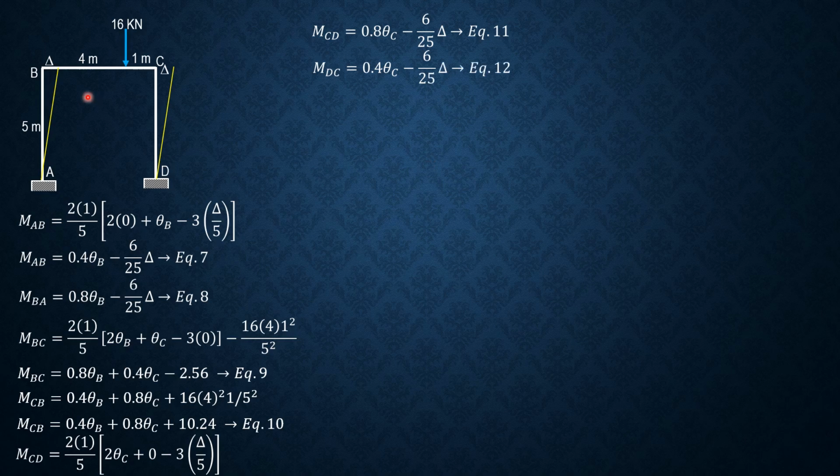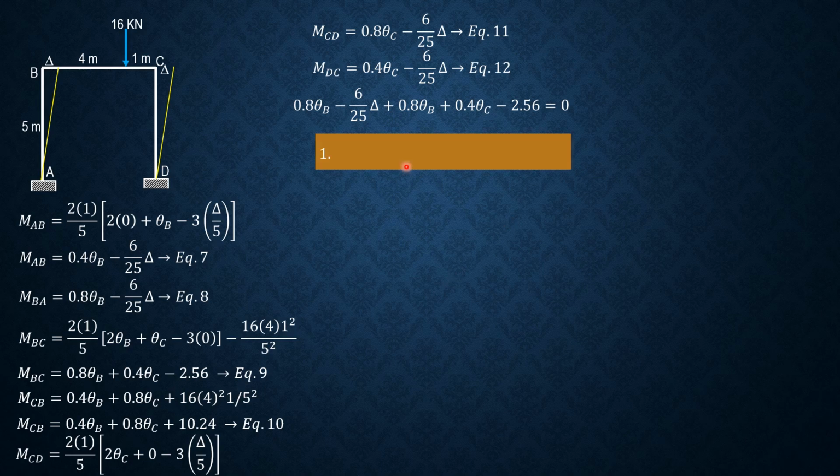Then apply equilibrium at B, MBA plus MBC equals 0, so 0.8 theta B minus 6 over 25 delta plus 0.8 theta B plus 0.4 theta C minus 2.56 equals 0. So 1.6 theta B plus 0.4 theta C minus 6 over 25 delta equals 2.56. Call that equation C.